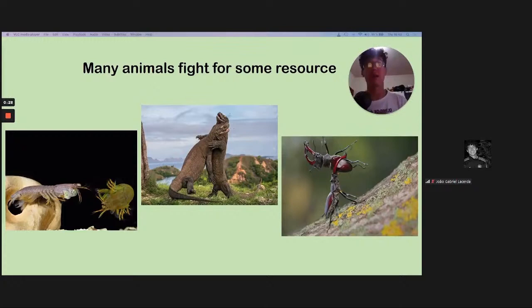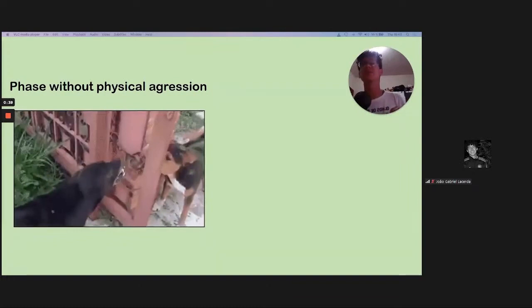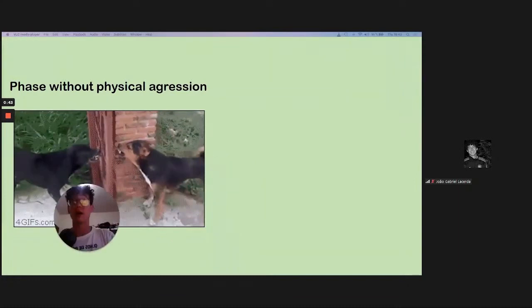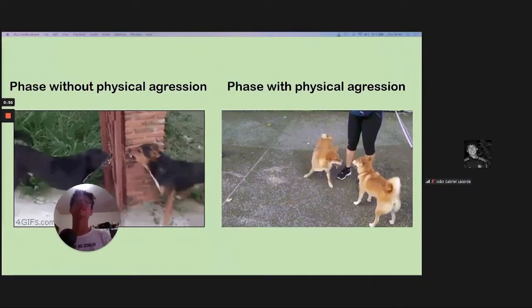This structure may vary. A common structure is an initial phase without physical aggression, so a non-contact phase, where individuals seem to perform a less costly behavior to solve their problems. But sometimes this is not enough, and individuals can escalate to a phase with physical aggression. So individuals seem to perform a costly behavior that can be related to a higher risk of injuries.